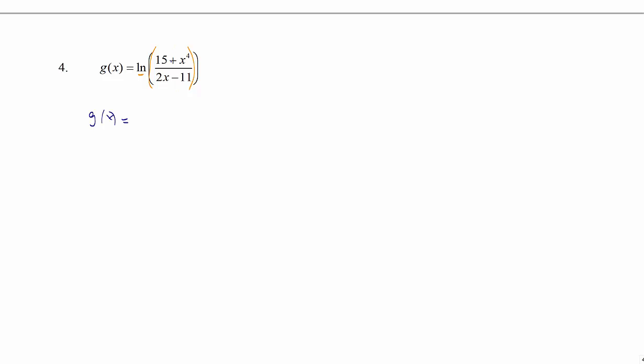So when I have a logarithm of a quotient, I can go ahead and subtract them. So this is going to be the natural log of the numerator, so the natural log of 15 plus x to the 4th, minus the natural log of the denominator, 2x minus 11. Okay, now I'm going to go ahead and use my general logarithm rule for both parts of it.